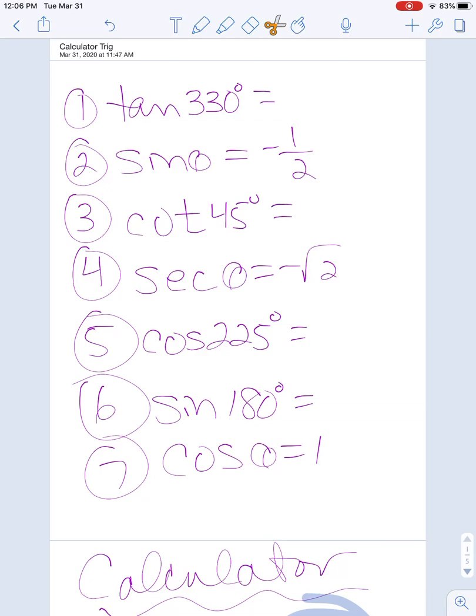Today we're going to start using the calculator, so you need your calculator handy. Pause the video and go get your calculator if you need it.